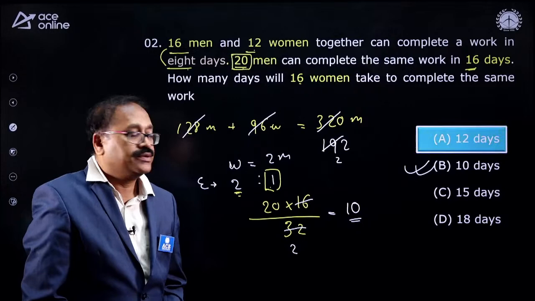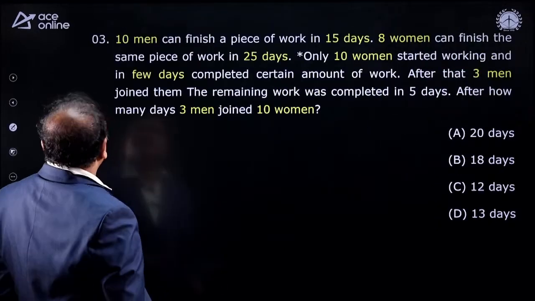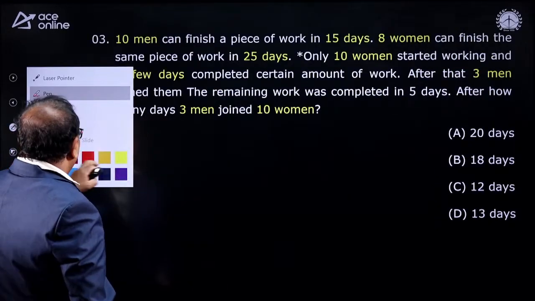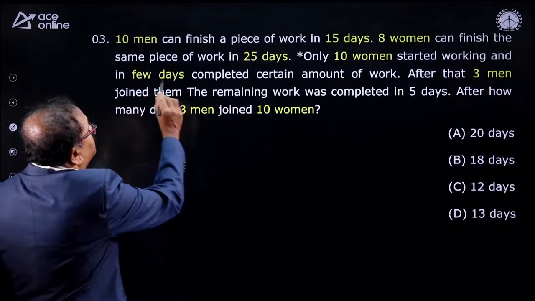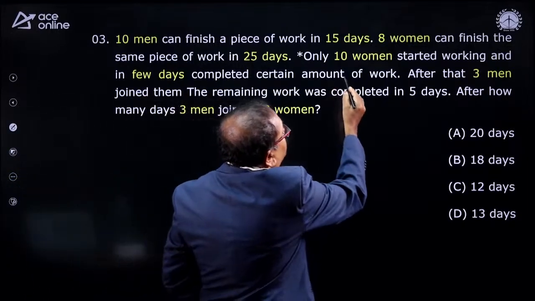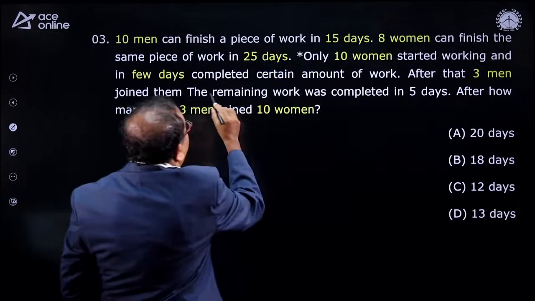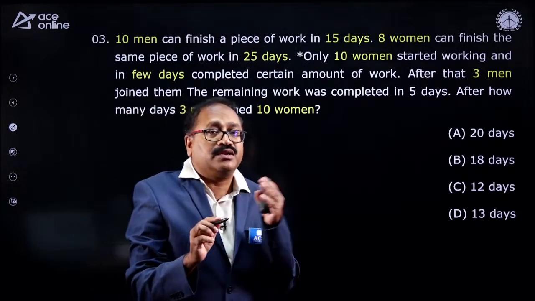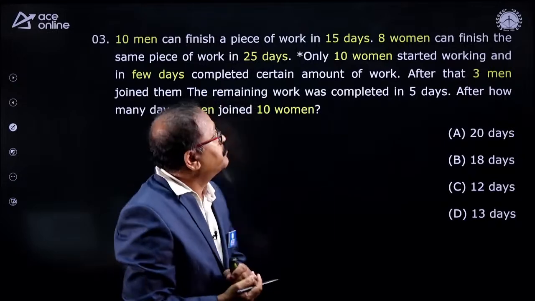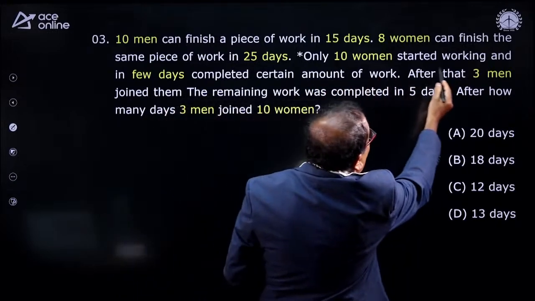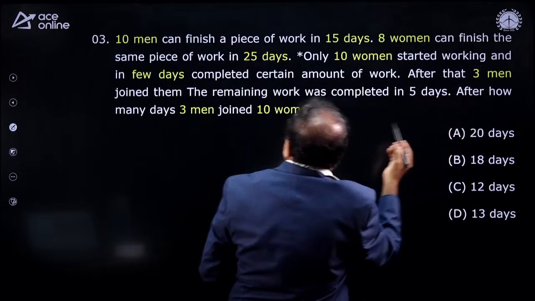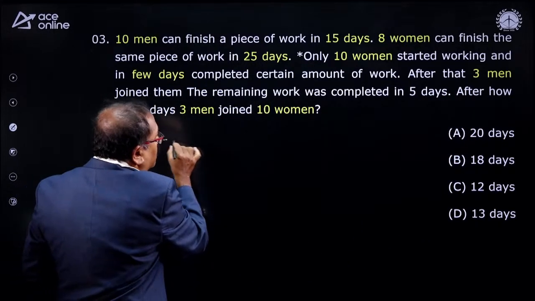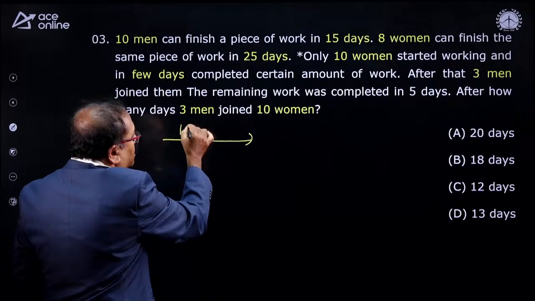Next question, sir, is here. Now, take this question. 10 men can finish a work in 15 days. 8 women can finish the same work in 25 days. So, from this statement, I get the ratio of men to women. Now, here onwards, only 10 women started working. Okay? Only 10 women started working.